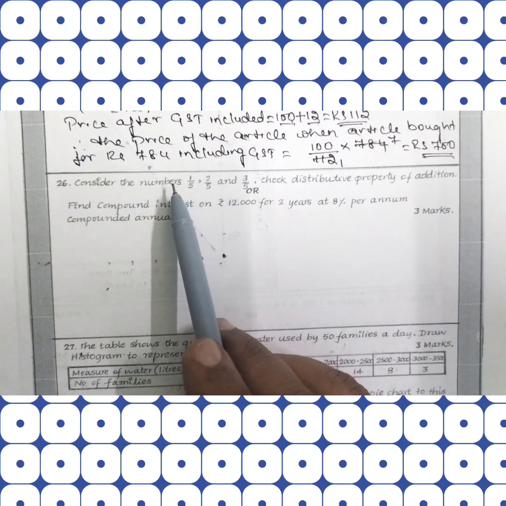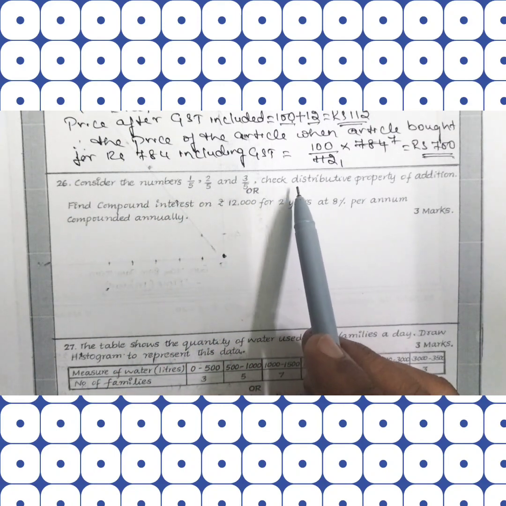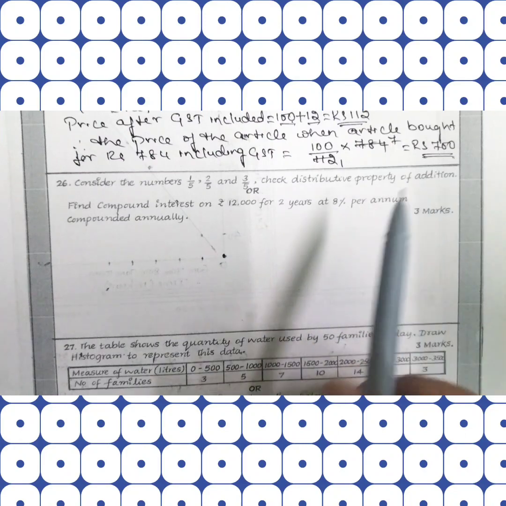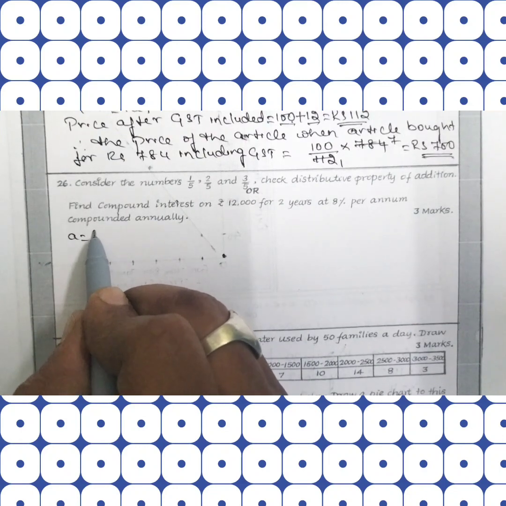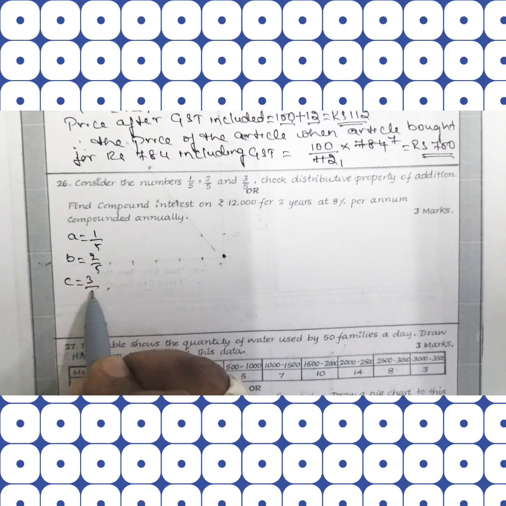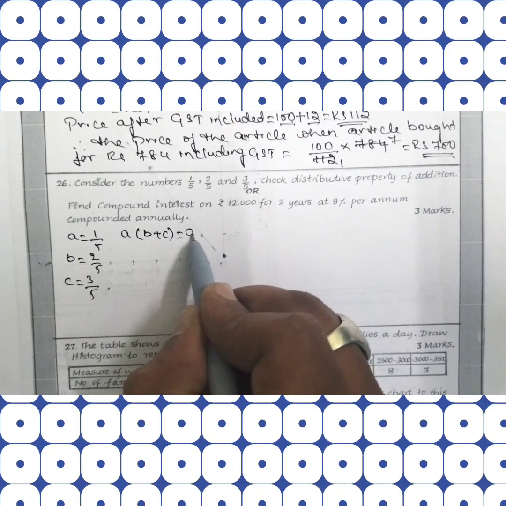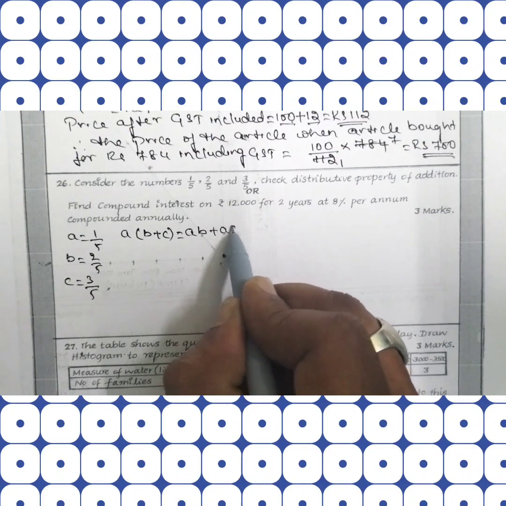Consider the number, let us move to the 26th. Consider the numbers 1 by 5, 2 by 5 and 3 by 5. Check the distributive property of addition, it is given. So now let us answer this question. So A is equal to 1 by 5, B is equal to 2 by 5 and C is equal to 3 by 5. The distributive property says A into (B plus C) is equal to AB plus AC.